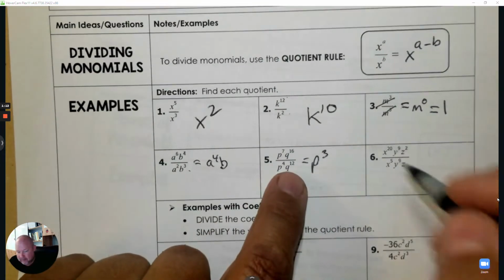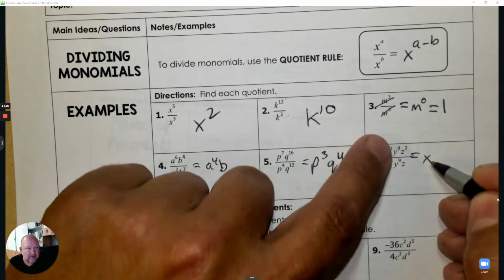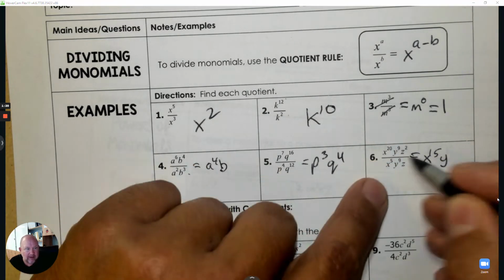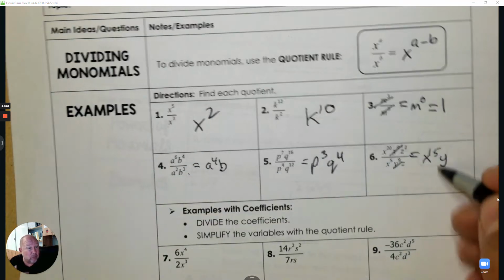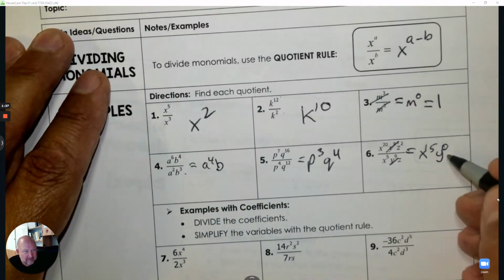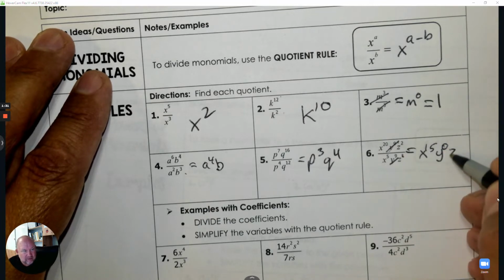16 take away 12. Keep going across here. 20 take away 5. 9 take away 9. Well, they divide out and leave you with 1, or sorry, leave you with 0. So if you want that, you could do that. 2 take away, you don't see it, it's a 1. 2 take away 1 is just z to the 1.